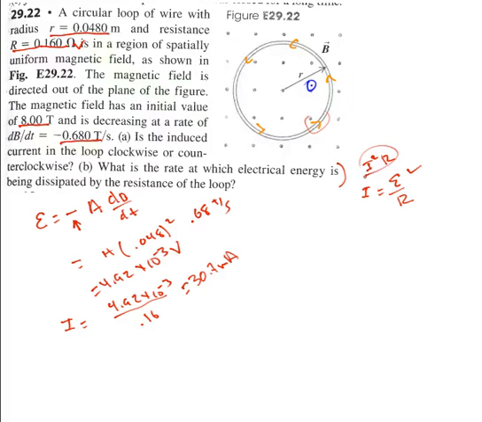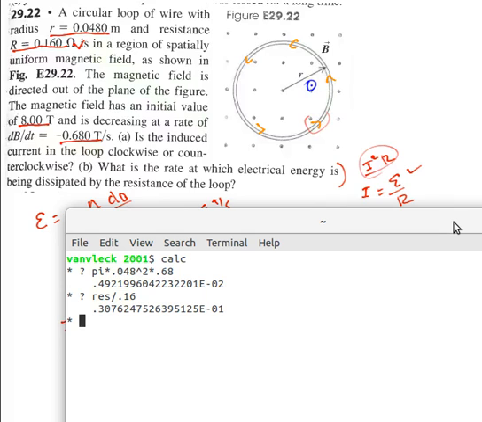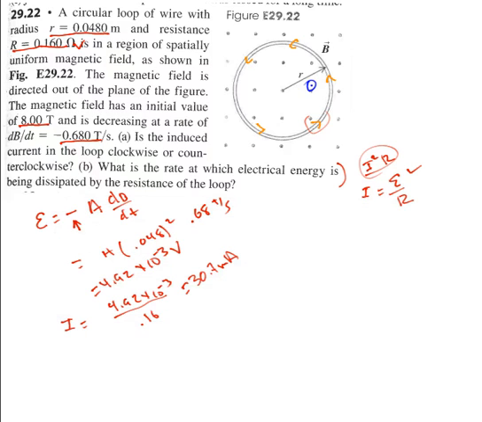And what we want then for the power is I squared R. So that's the previous result for the current squared times 0.16. So 1.51 times 10 to the minus 4th watts.